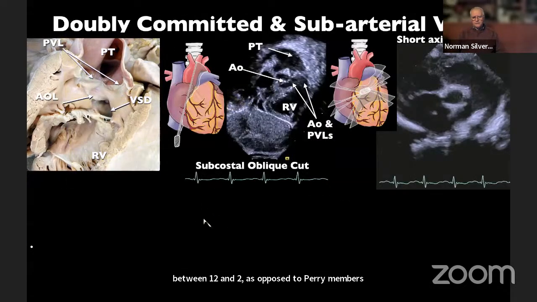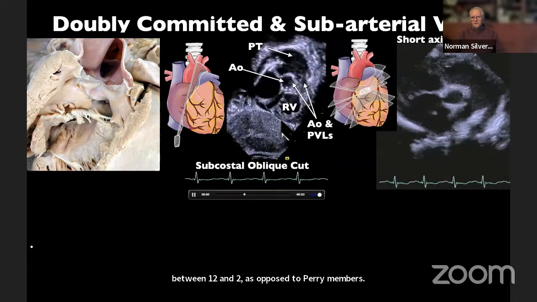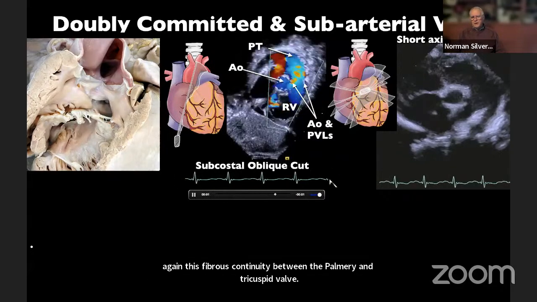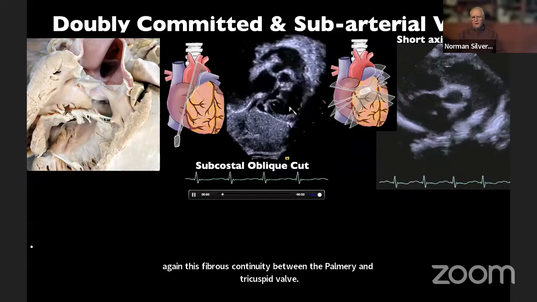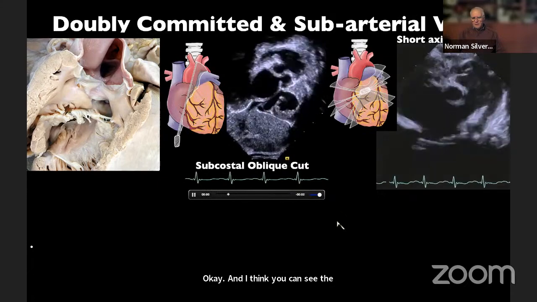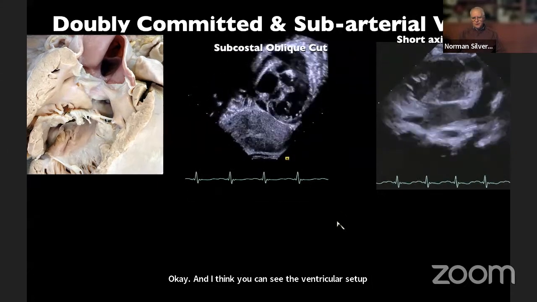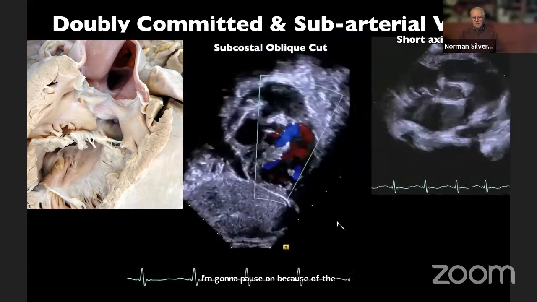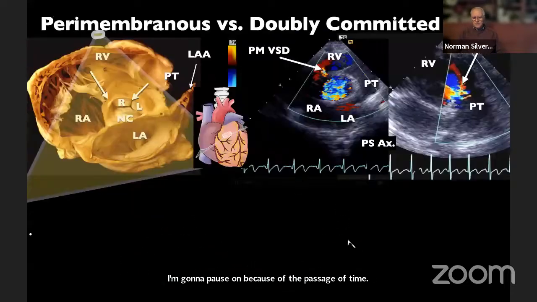Okay, and here's a subcostal one showing again this fibrous continuity between the pulmonary and aortic valve, I beg your pardon. Okay, and I think you can see the ventricular septal defect very beautifully. I'm going to pass on because of the passage of time. We're nearly completed with this presentation. And there you see this VSD here.